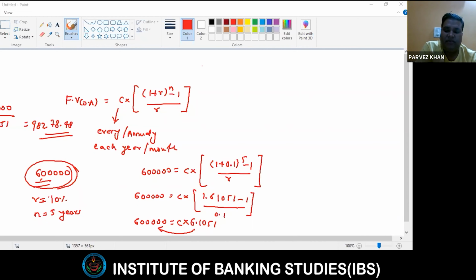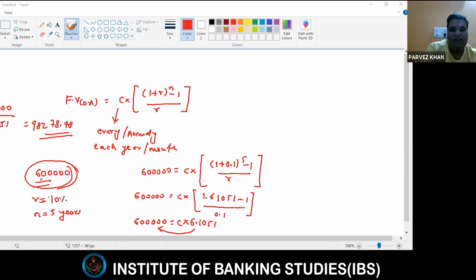Okay, so write down one question and try to solve it. Mr. X wants to send his daughter to a business school. For that, he requires 7 lakh rupees. If the rate of interest is 12%, how much amount should he save every year? He is planning to send her after 3 years.